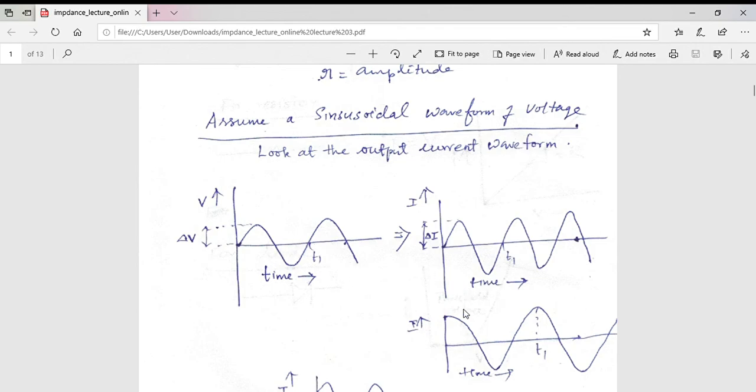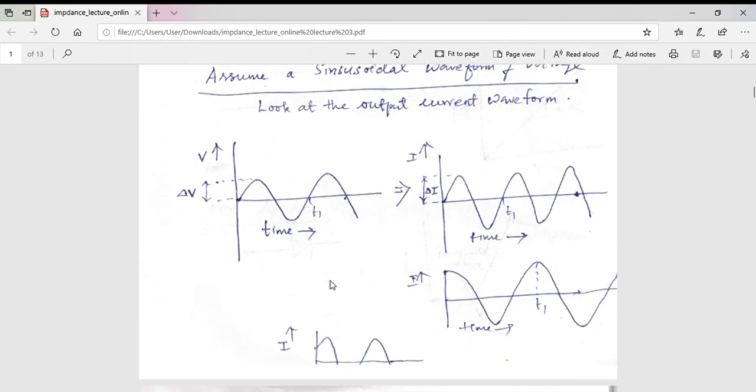But some electrical components, like a capacitor, will have a different kind of waveform. For example, when the voltage waveform is at its zero, the current waveform will be at its maximum, and wherever the voltage waveform is at its maximum, the current will be at its minimum. T1 is here, so this is one full wave. There is no change in the frequency, but there is a change in the phase. The current leads the voltage by 90 degrees, so current leads voltage in the case of a capacitor.